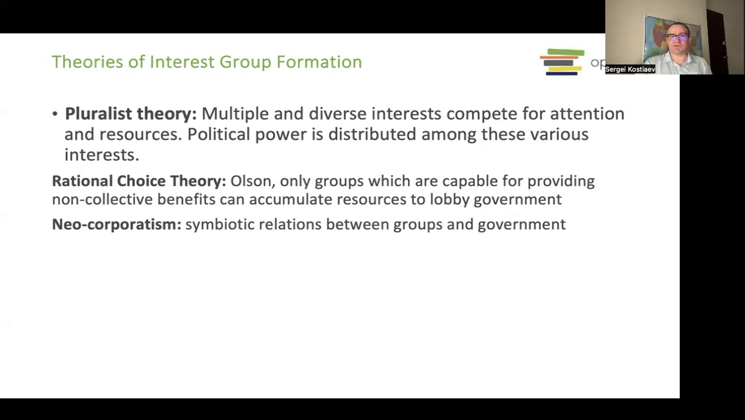More recently, in the 60s, Mancur Olson criticized pluralist theory. He said there are lots of interests which are not represented in government, so what's up with that? He indicated that only groups which are able to provide non-collective benefits can get resources to mobilize for action. But rational choice theory does explain the formation of economic groups for the most part, but it doesn't explain the formation of non-economic groups, which we discussed a moment ago.